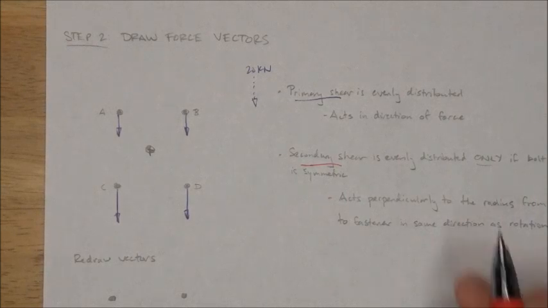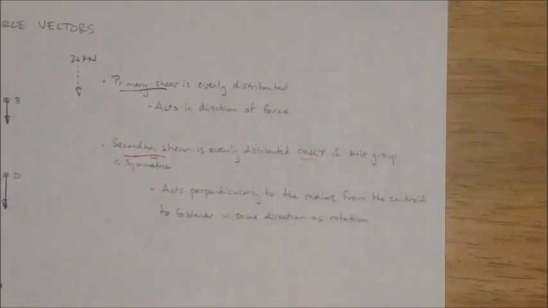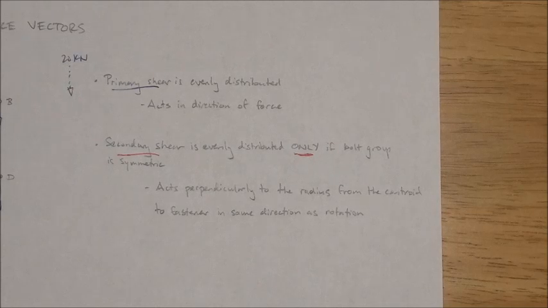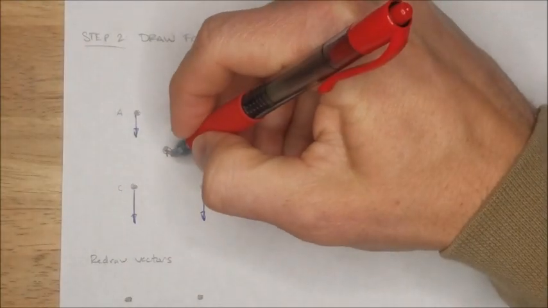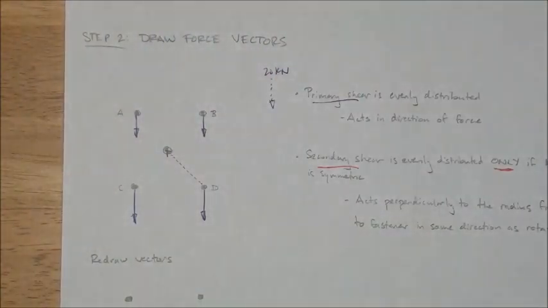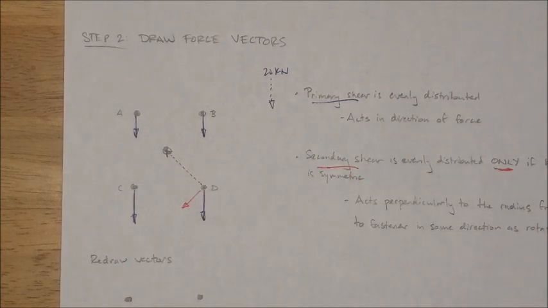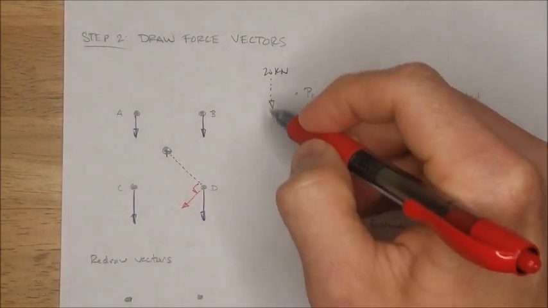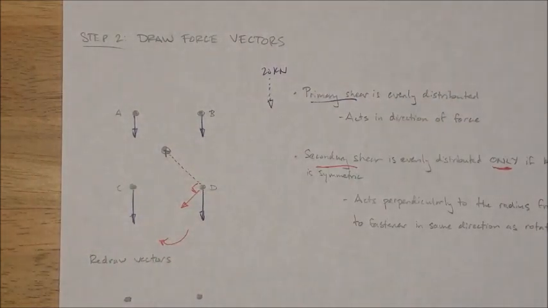Okay, secondary shear is evenly distributed between bolts only if the bolt group is symmetric. We're symmetric, so we're good here. And in which direction does it act? Well, we've got a radius from the bolt group centroid to a bolt. The load acts at a right angle, perpendicularly to the radius, in the same direction of rotation from the applied load. Okay, great.